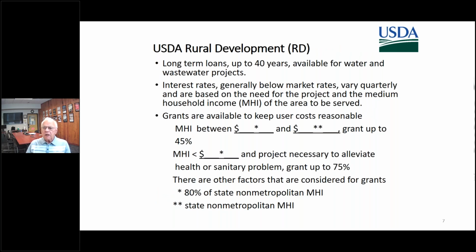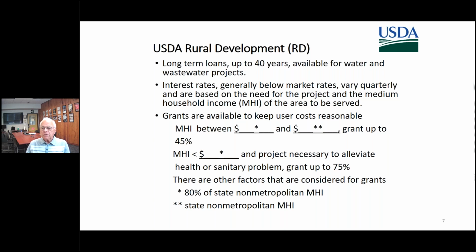USDA has long-term loans up to 40 years available for both water and wastewater projects. The interest rates are generally below market rates, they vary quarterly, and are based on the need for the project and the median household income of the area to be served. There are grants available to keep user costs reasonable.